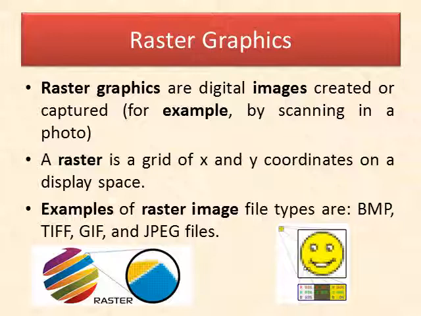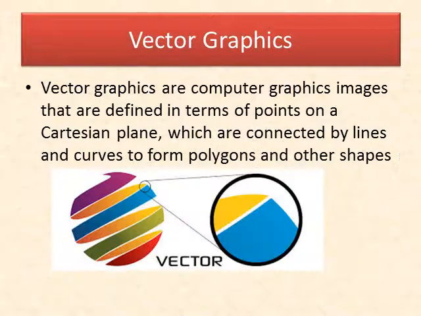Children, there are two types of graphics. One is called vector graphics and one is called raster graphics. Vector, V-E-C-T-O-R, and raster, R-A-S-T-E-R. Now we will learn about raster graphics.